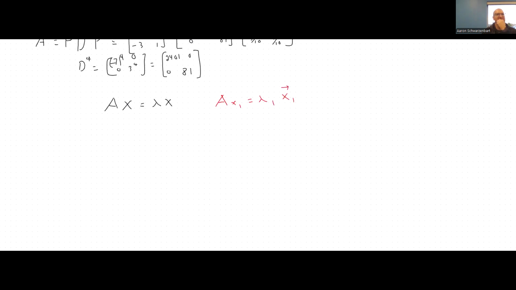So this was my original definition. AX equals lambda x. The matrix times the eigenvector equals the eigenvalue times the eigenvector. And that's just how it is defined. Who came up with this and why, I don't know. But that is the definition of this. And so there are two eigenvalues and eigenvectors for a 2 by 2.